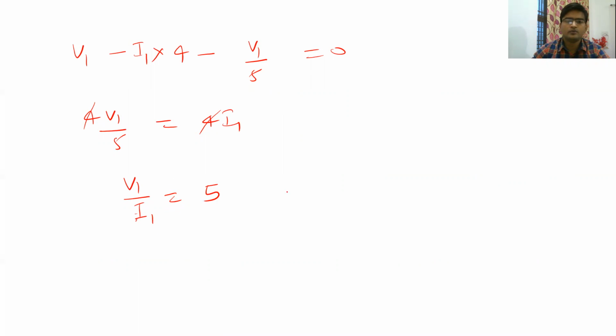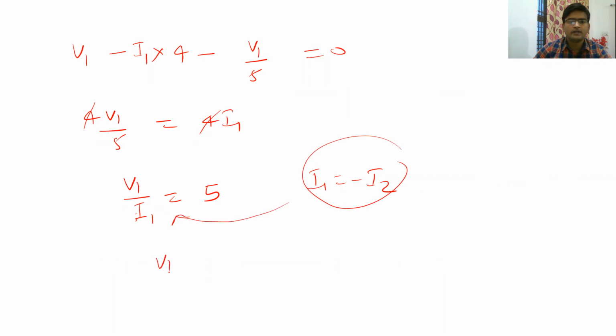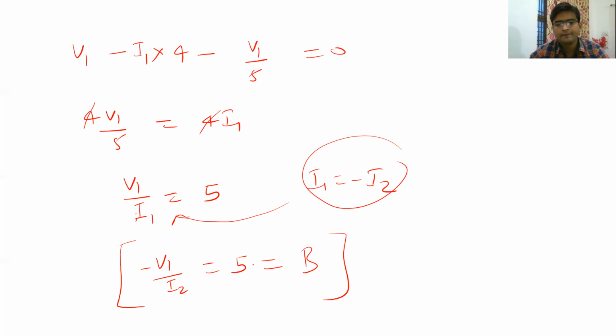So since you know that I1 is equal to minus I2, you can write this in place of here. So you will get V1 minus V1 upon I2 will be equal to 5. So this is nothing but your value of B. So your B value will be 5.